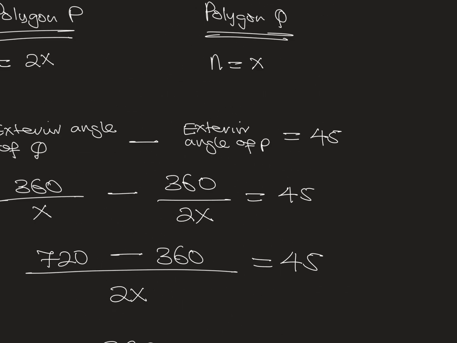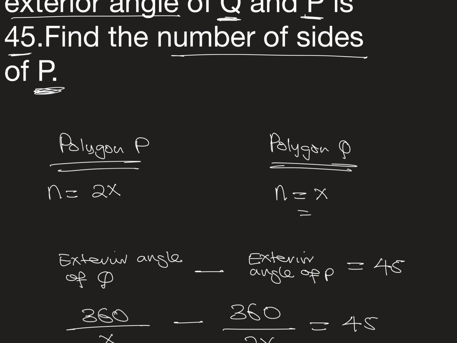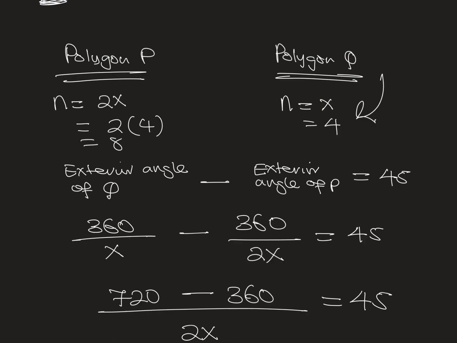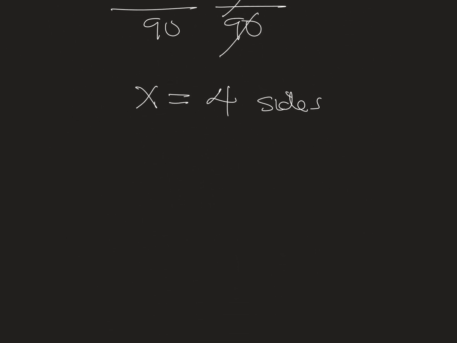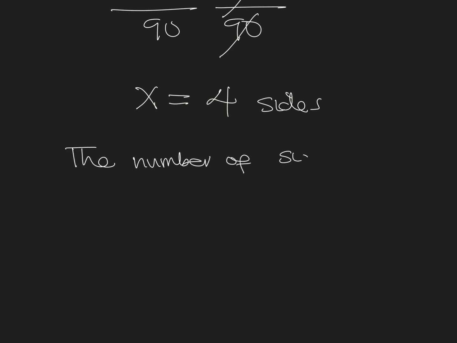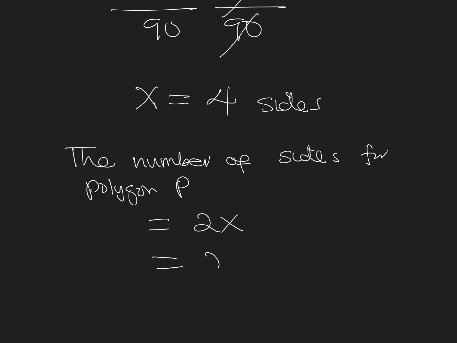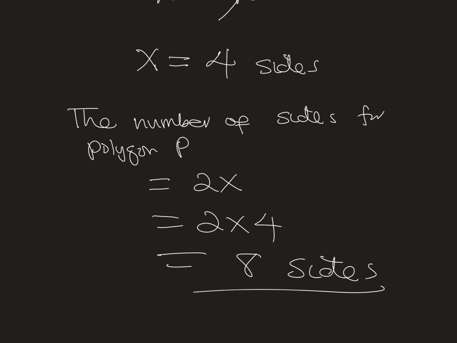So if we go back to the question, x is 4 for polygon Q. For polygon P, that will be 2 into x, which is 4, so that will be 8. So the number of sides for polygon P is equal to 2x, so that will be 2 times 4, and that will be 8 sides as the answer. All right.